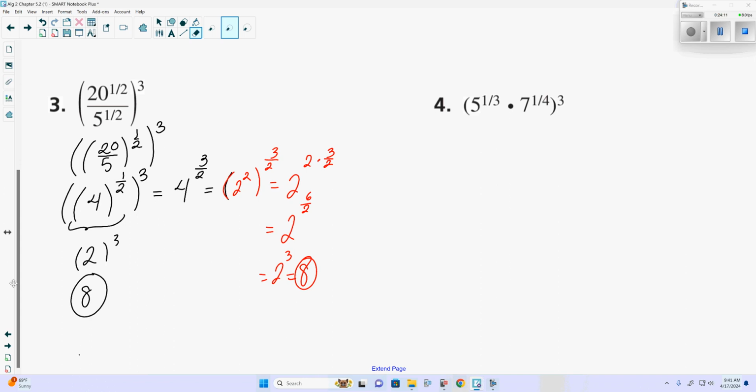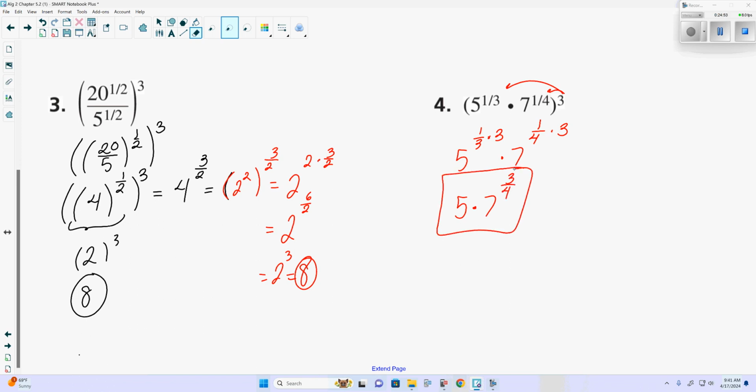Five to the 1/3 times 7 to the 1/4. Powers aren't the same, but we do have a power to a power. Powers of powers multiply. So we'll have 5 to the 1/3 times 3 times 7 to the 1/4 times 3. Well, 5 to the 1/3 times 3 is just 5 to the 1st, or 5. 1/4 times 3 is 3/4. So we have 5 times 7 to the 3/4.